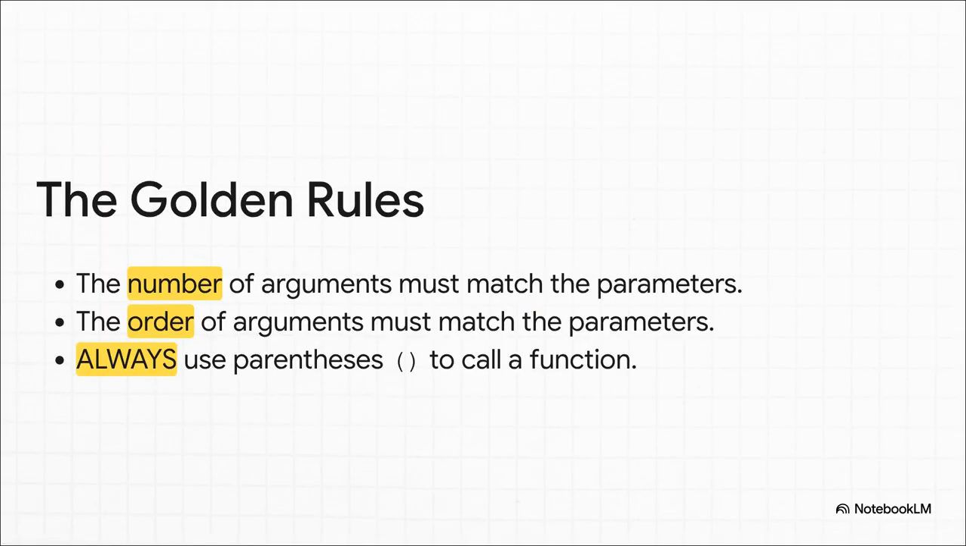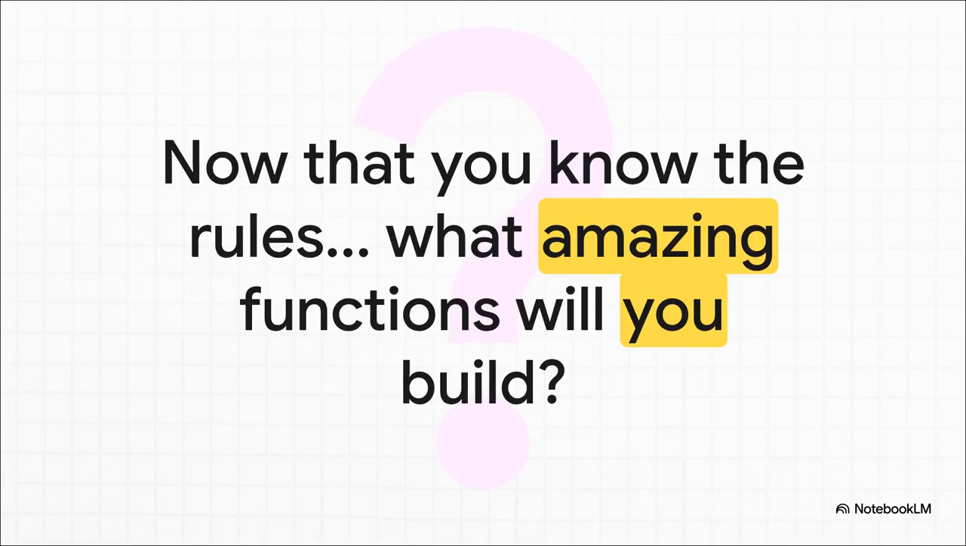So let's wrap it all up. We've cracked the case, and here are the three golden rules we've uncovered. First, the number of arguments must match the number of parameters. Second, the order of your arguments must match the order of the parameters. And third, you always use parentheses to actually call a function, even if there's nothing inside them. Getting these rules down is a total game changer in your coding journey. You've just turned some really confusing errors into clear, simple knowledge.